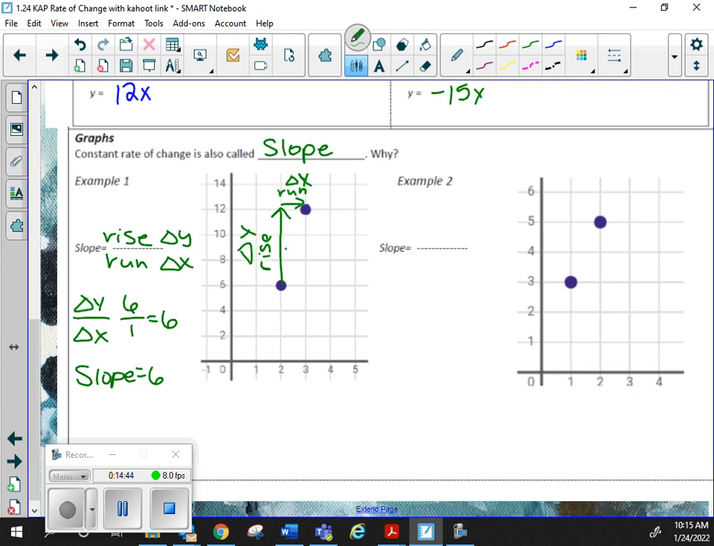Okay, again, it went up 6 and then over 1. The rise over the run. You want to try that next one? Go for it. Try it. All right, what did you get?